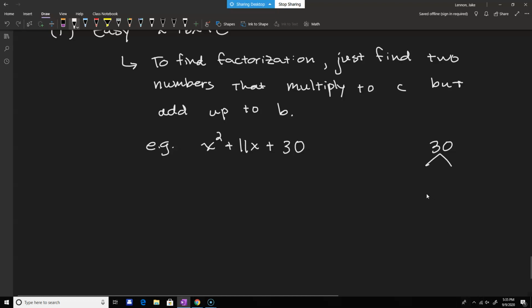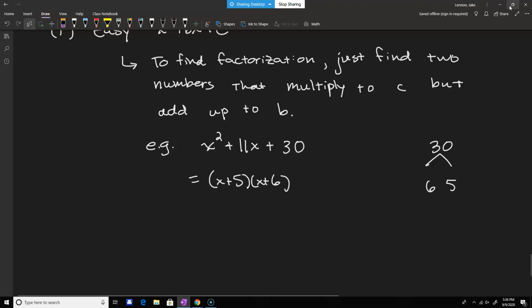So that tells us exactly how this factors. x plus 5 times x plus 6. Notice you can always check that by FOILing it out, right? You have your x times your x gives the x squared, and the outside 6x plus the inside 5x gives 11x, and then your two constant terms, 5 times 6 gives 30.